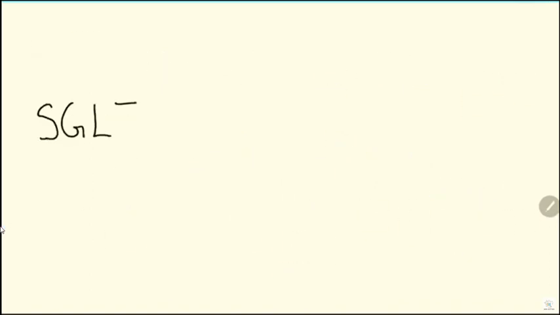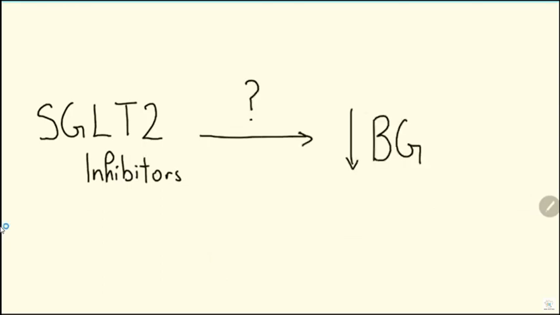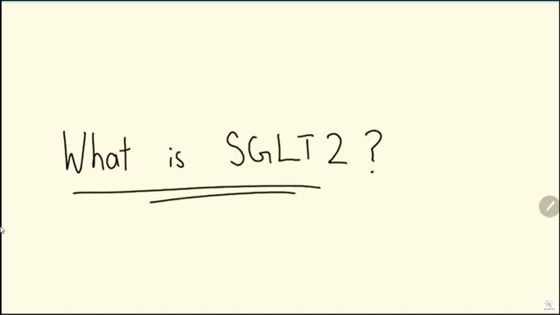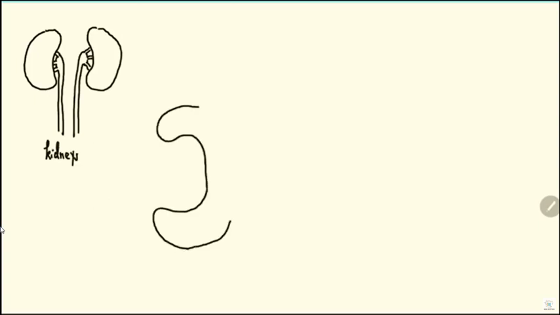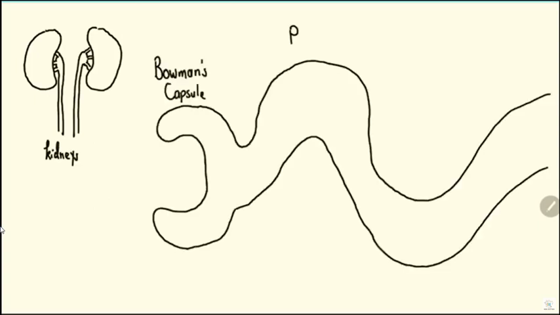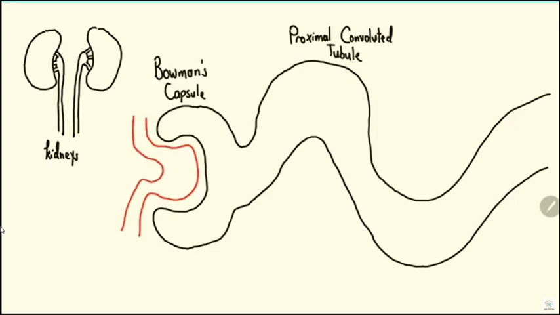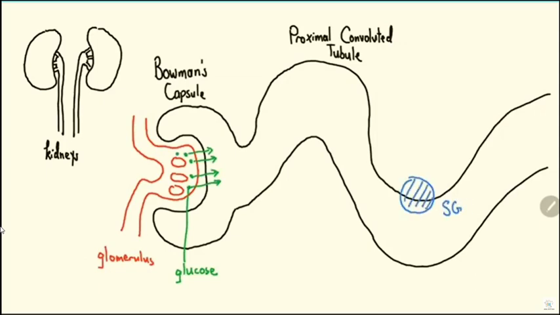So, how exactly do SGLT2 inhibitors reduce blood glucose levels? But firstly, what is SGLT2? Sodium glucose cotransporter 2 is a protein found in the nephrons of the kidney. Approximately 160 to 180 grams of glucose is filtered from the glomerulus into the Bowman's capsule in a day. SGLT2 is a protein in the proximal convoluted tubule that acts to reabsorb filtered glucose back into the blood.